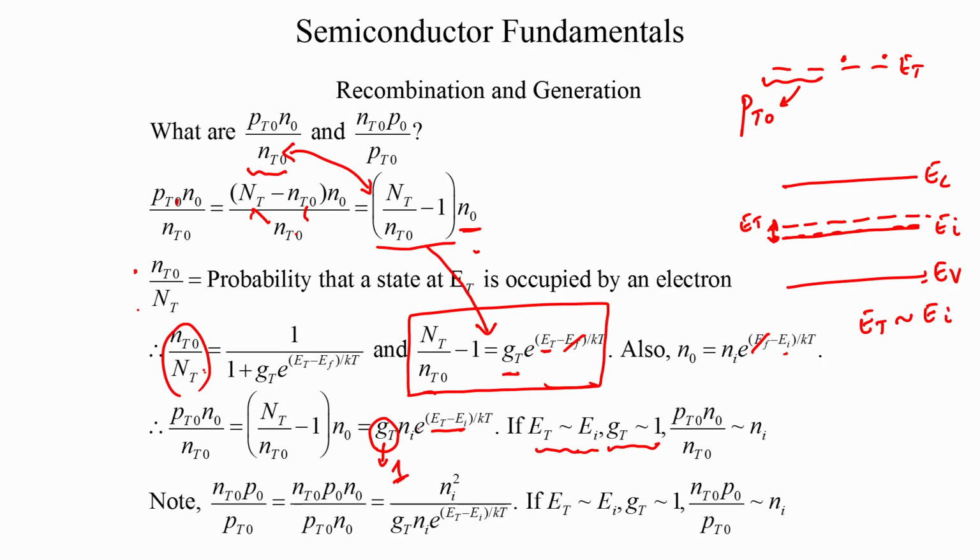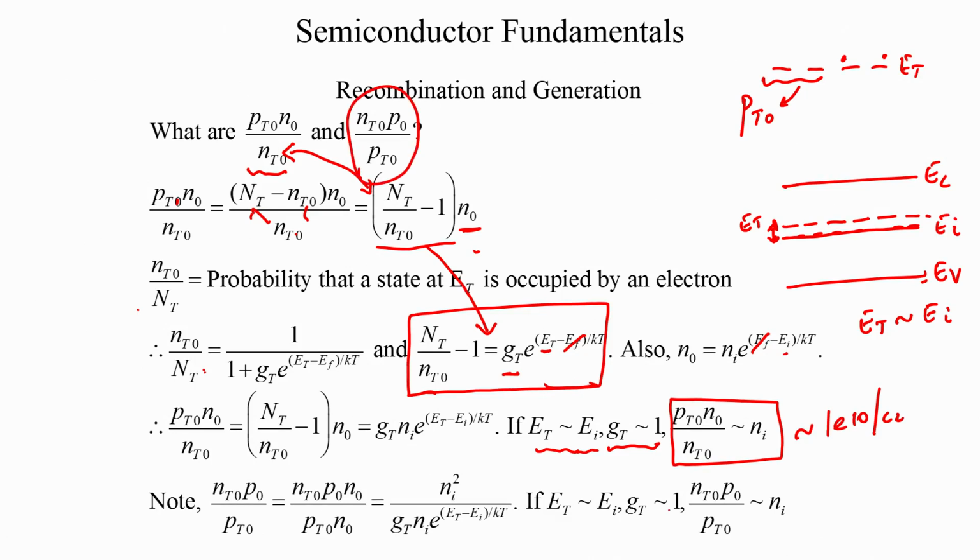and therefore, the exponent disappears because ET minus EI is 0, GT disappears, and therefore, this entire term is approximately Ni, okay. So, that is the order of magnitude of that term. So, that term is approximately equal to 1E10 per cc, and similarly NTO PO by PTO, by the same arguments, can be shown to be approximately Ni if EI is approximately close to ET.